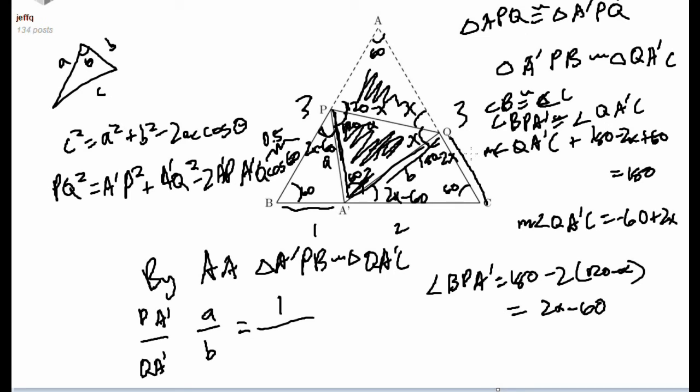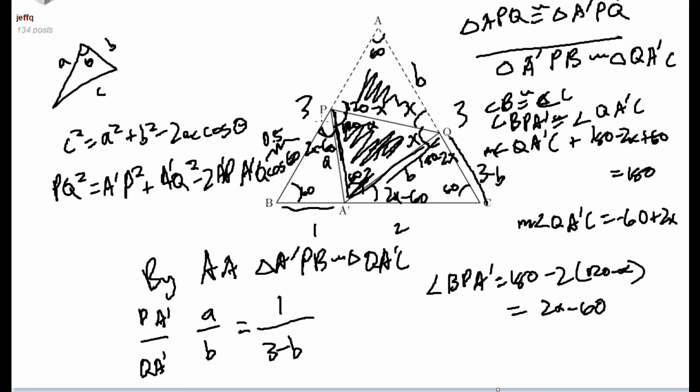And what's QC? How do we put QC in terms of A and B? We want everything to be in A and B so we can solve for A and B. Well, let's see. Keep in mind, APQ and A'PQ are congruent. So if A'Q is B, AQ is also B. And since this entire side length is 3, that means that QC is just 3 minus B.